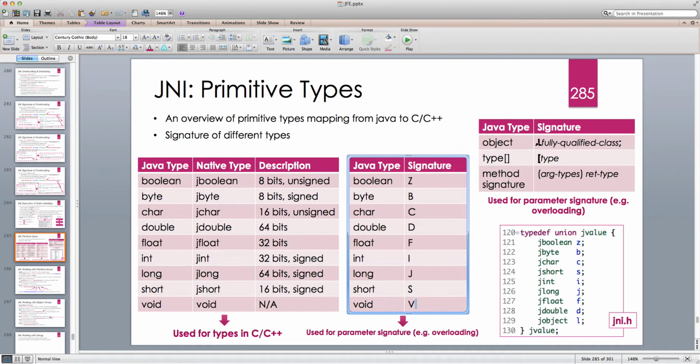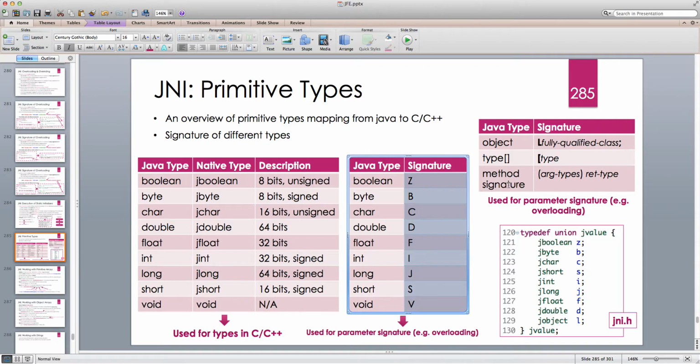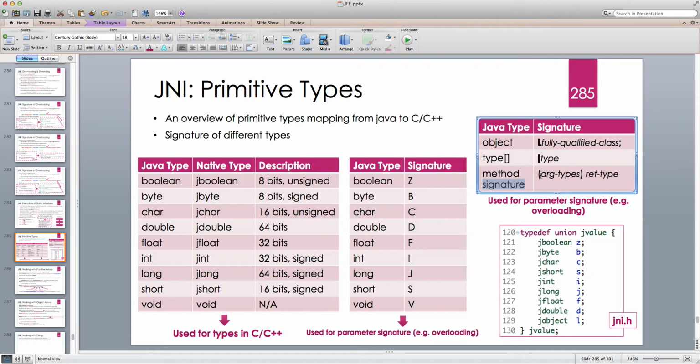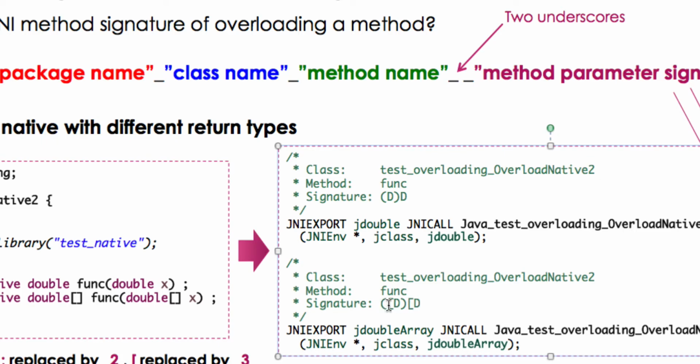And these are the signatures. Again, objects start with L, then the fully qualified name, then a semicolon. An array of some type, for example a double array, is a square bracket followed by the type signature. And a method signature in general is round brackets, the types of the arguments, and then the return type, which we have already seen in these comments. These are very useful comments that JNI creates for us. So the signature of the method is round brackets and the parameter signature, which is a square bracket D, which means this method takes an array of double values.